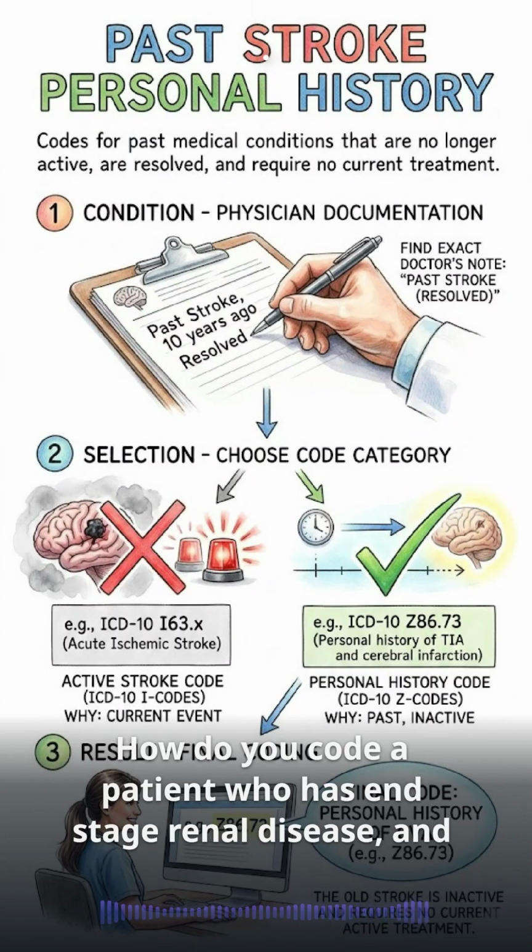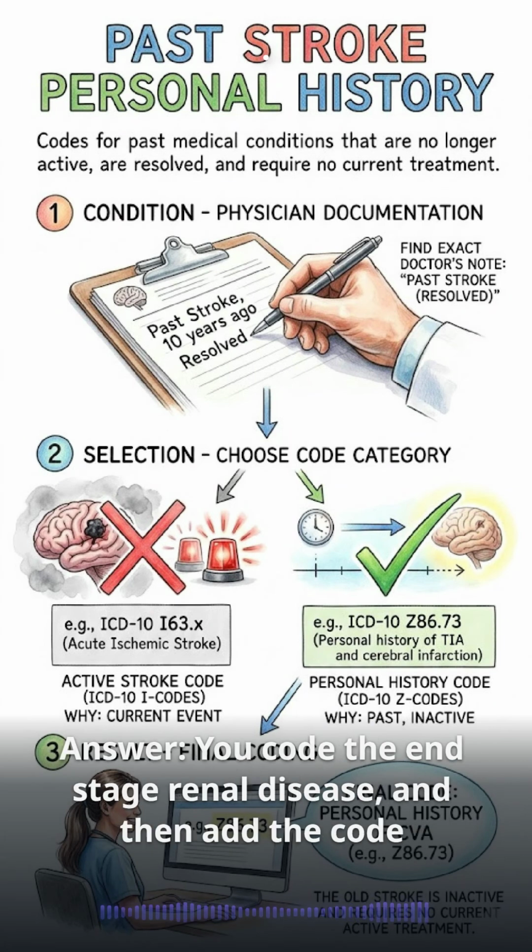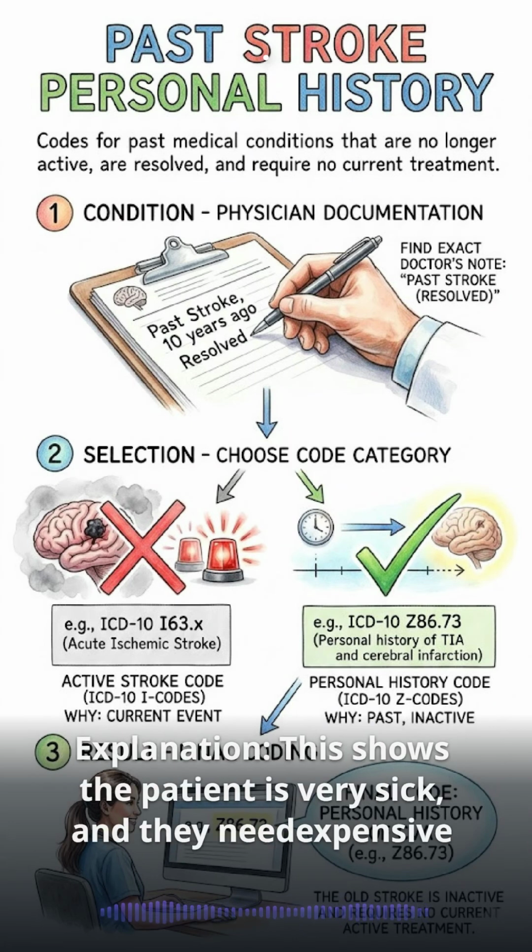62. How do you code a patient who has end-stage renal disease, and requires regular dialysis? You code the end-stage renal disease, and then add the code for dependence on dialysis. This shows the patient is very sick, and they need expensive machine treatments to stay alive.